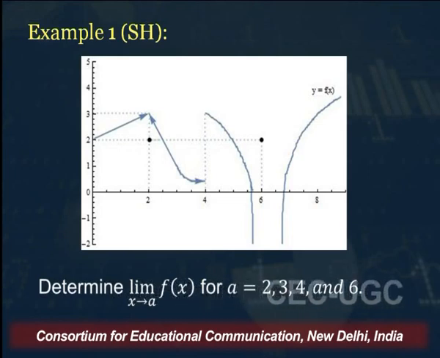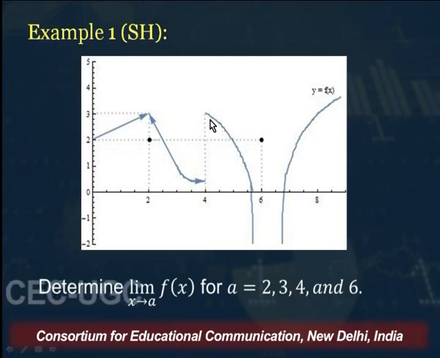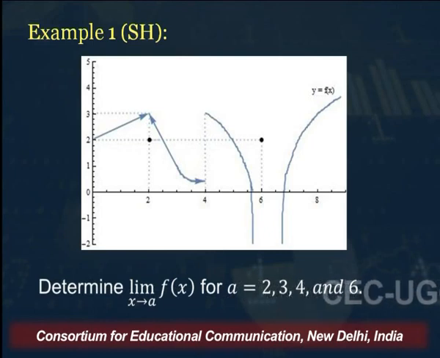What about a equal to 4? If x approaches 4 from the left, now here there's going to be a problem, because as x approaches 4 from the left, the function takes on the value half, and as x approaches 4 from the right, it takes on the value 3. So clearly your left side limit and the right side limit exist, but they're not equal. That would mean that the limit does not exist for a equal to 4.